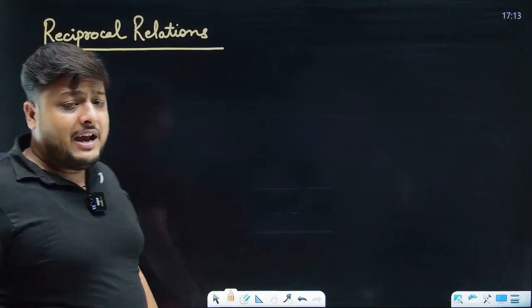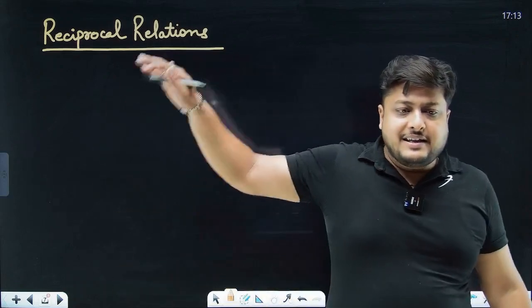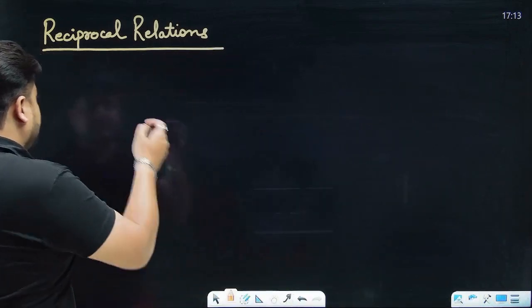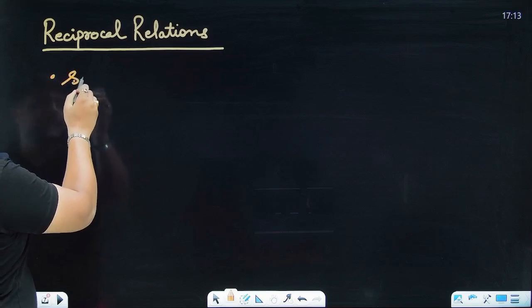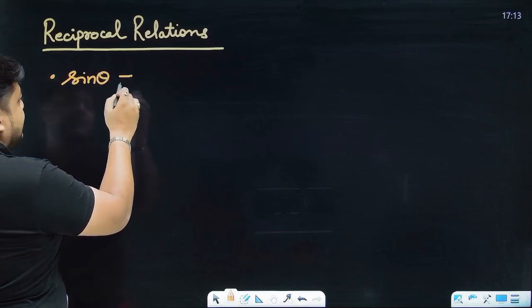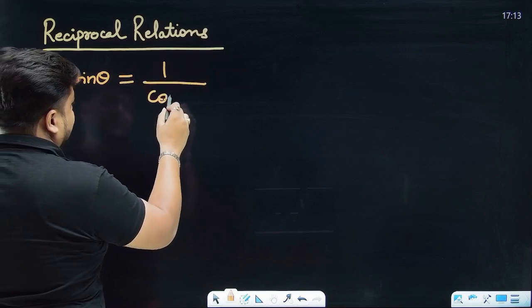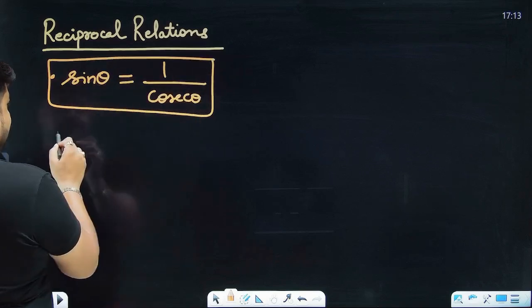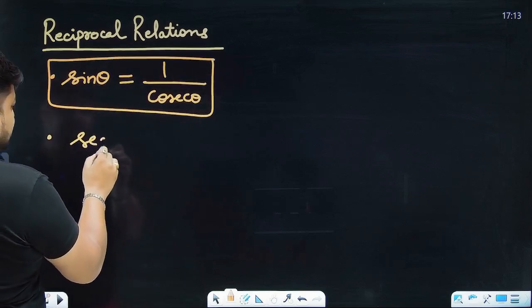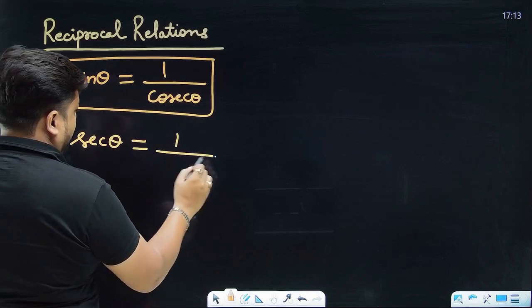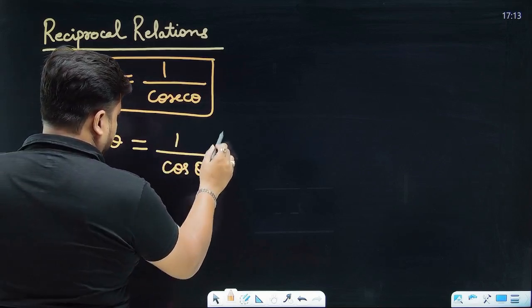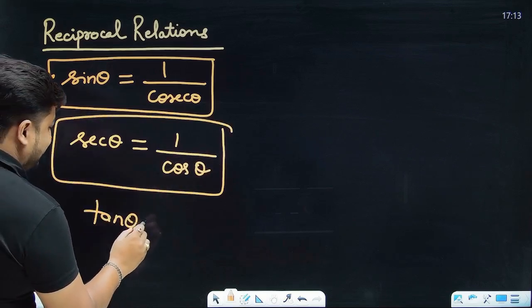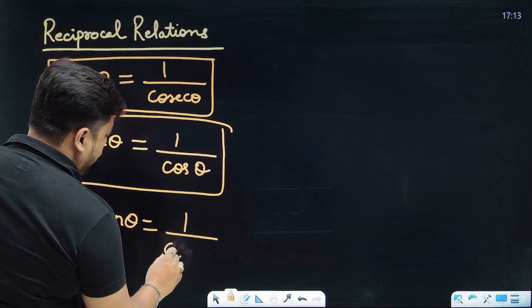For that, we have to understand the reciprocal relation between the ratios. We have six ratios. Sin theta is the reciprocal of cosec theta. You have to learn this. Similarly, sec theta is the reciprocal of cos theta, and tan theta is the reciprocal of cot theta.